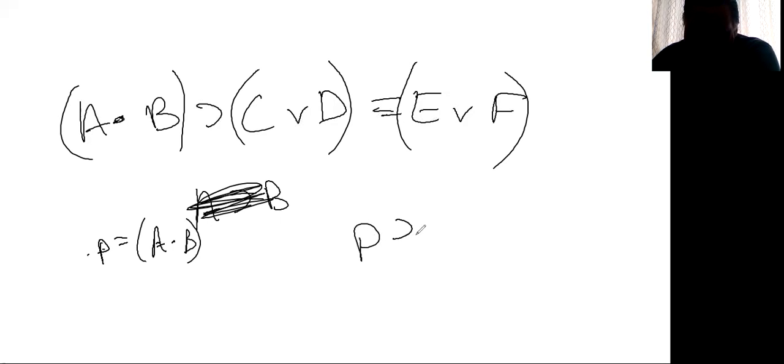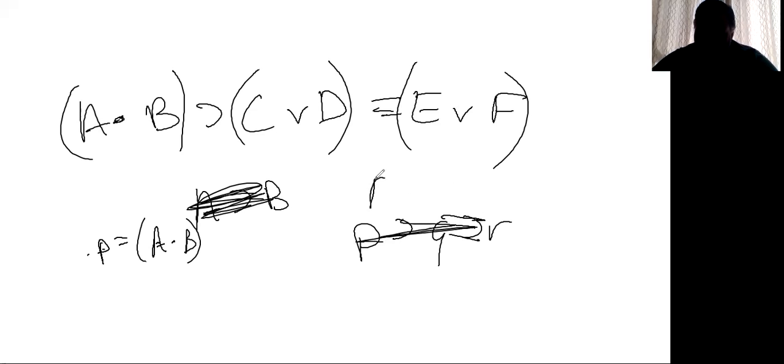So we have basically P horseshoe Q horseshoe R, where R stands for E wedge F, Q stands for C wedge D, and P stands for A and B. And so what happens here is we now have this, I'm sorry, and that's a triple bar, not a wedge, just to make note of that. So P horseshoe Q triple bar R.